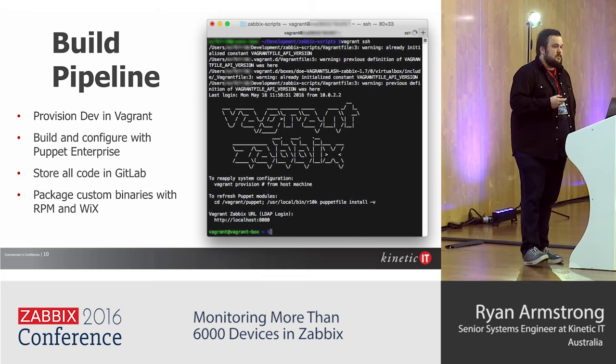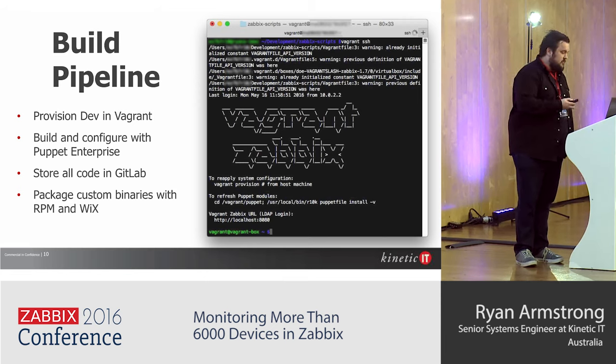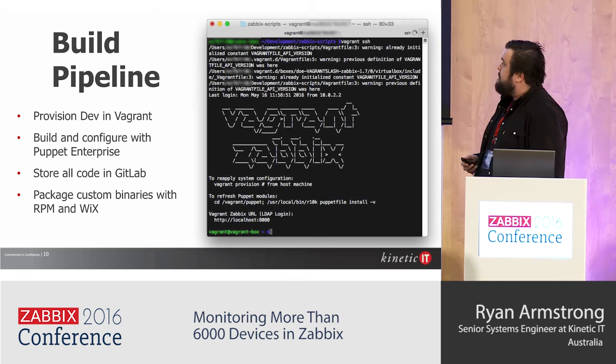So we use that to stump up our Zabbix environment on personal workstations. And I've also used it to build the Linux box that I'm going to use to demonstrate some of this stuff later today. So, for example, you could go onto GitHub, grab the same text file that I've used to build mine, and you could build the same machine at home.